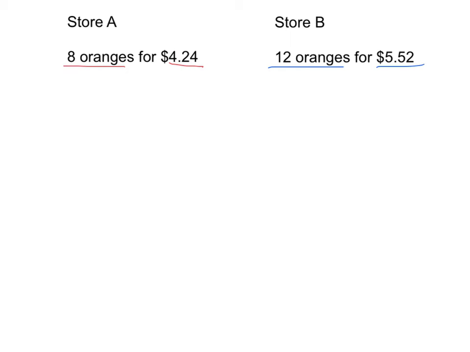If it is directly proportional, then what do you know about the starting cost? If you were to buy no oranges, do you think you have to pay any money? No, it would be $0 for 0 oranges. And it costs $4.24 for 8 oranges. As the number of oranges increases, what happens to the cost? It also increases.